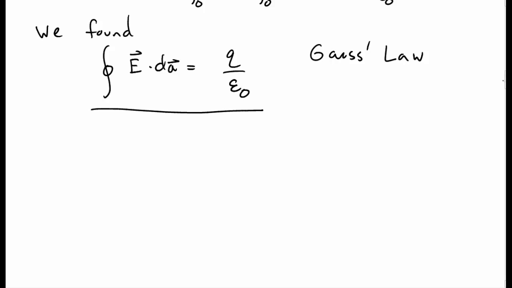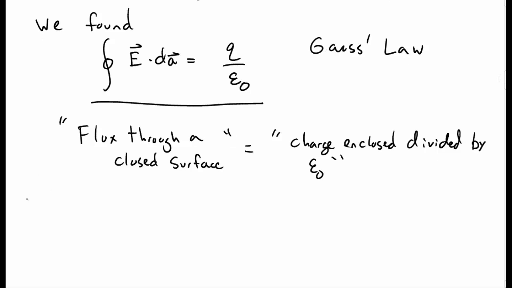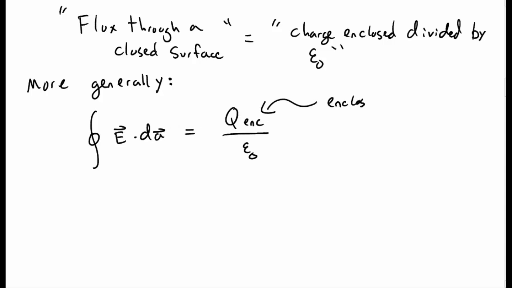It's a very useful relationship between the flux and the charge. In words, what this means is that the flux through a closed surface is equal to the charge enclosed in that surface divided by epsilon naught. This epsilon naught is just kind of a conversion factor in some sense. More generally, we can write Gauss's law for not just one point charge, but for many, or for any other charge distribution, as the flux through the surface, or the closed integral of E dot dA, is equal to Q enclosed over epsilon naught, where Q enclosed is the enclosed charge of the surface that we have.